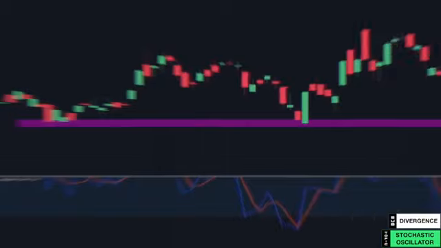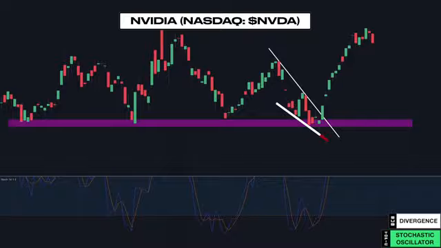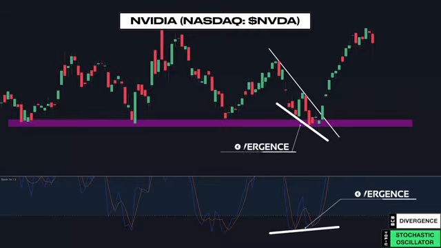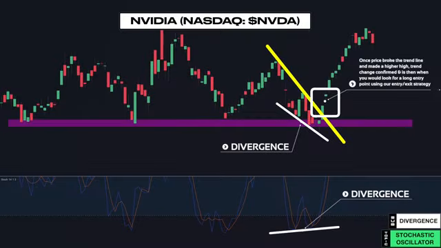This is the Nvidia stock. These reversal points give you a key support level. As price comes back down, it makes a lower low, whereas the stochastic makes a higher low, giving you a divergence. Trendline placed above, and once price broke the trendline and made a higher high, trend change confirmed, and is then when you would look for a long entry point using our entry strategy.